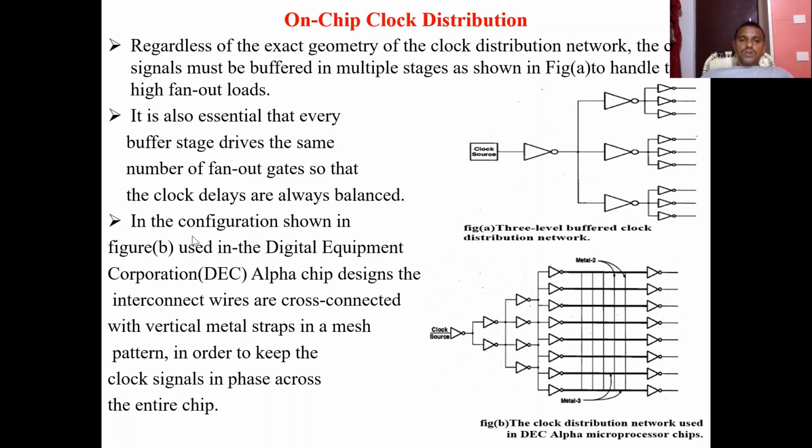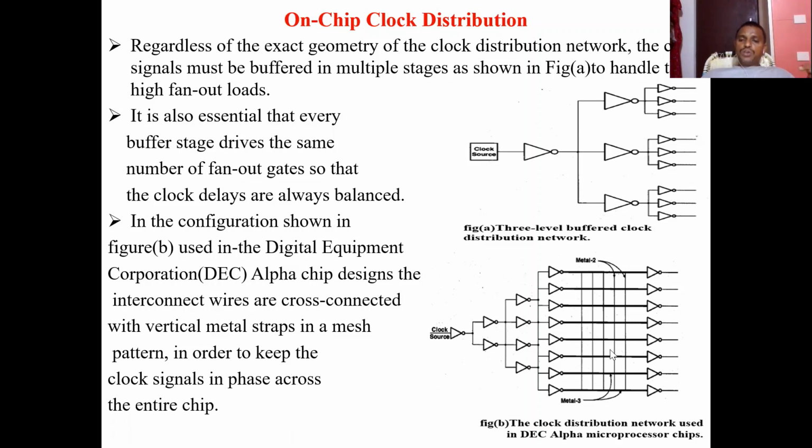The next one is the configuration shown in figure B, used in Digital Equipment Corporation Alpha chip designs. The interconnect wires are cross-connected with the vertical metal strips, metal 1 and metal 2. They are cross-connected metal strips in a mesh pattern in order to keep the clock signals in phase.